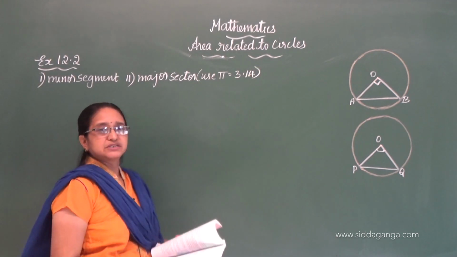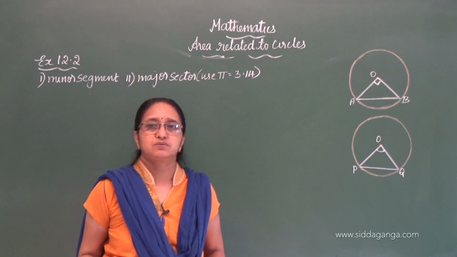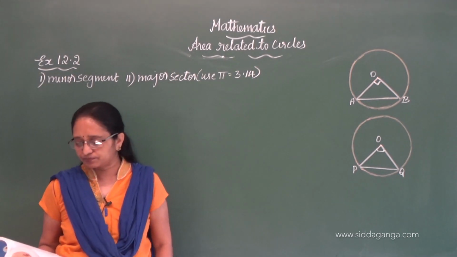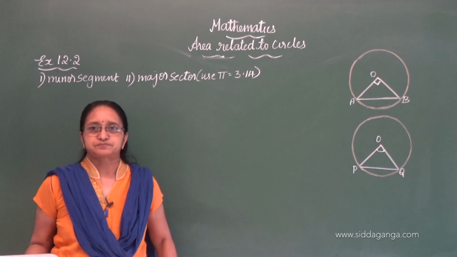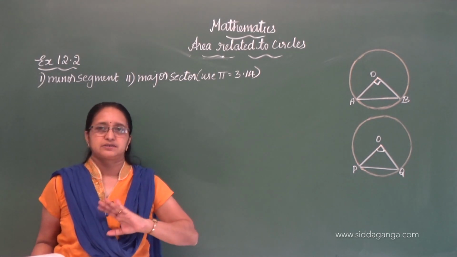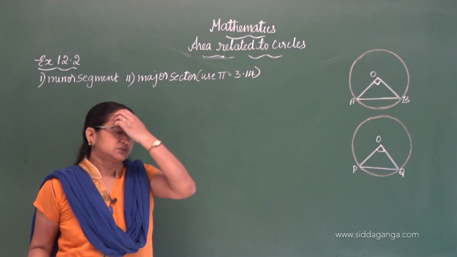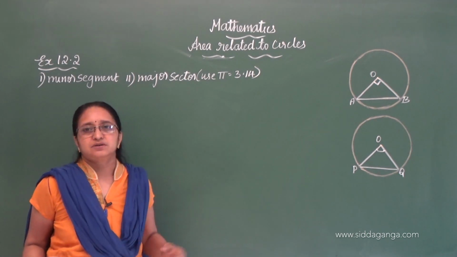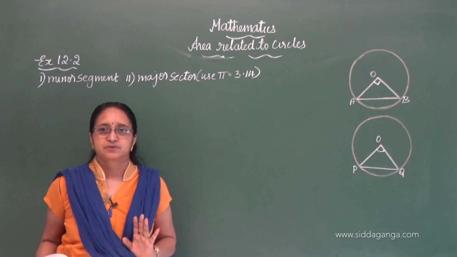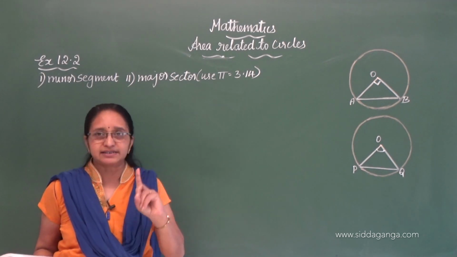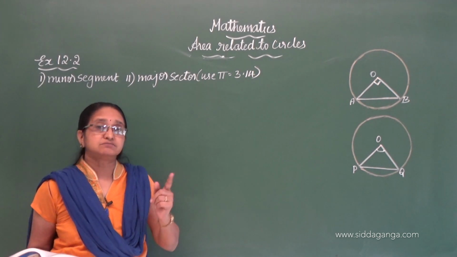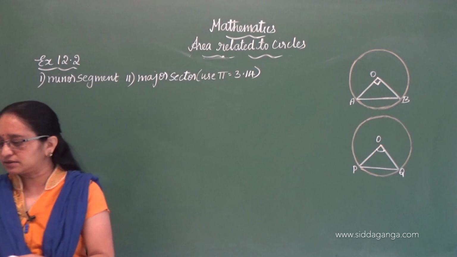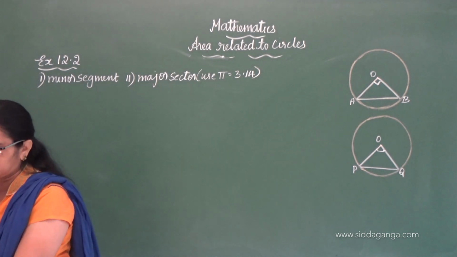Because they have mentioned to use 3.14, you have to use the value pi is equal to 3.14. If you do these two sums, I think whatever concept I taught in the previous class will be covered in this problem, because you are finding the minor segment as well as the major sector. Now you should note what is given here in this case.